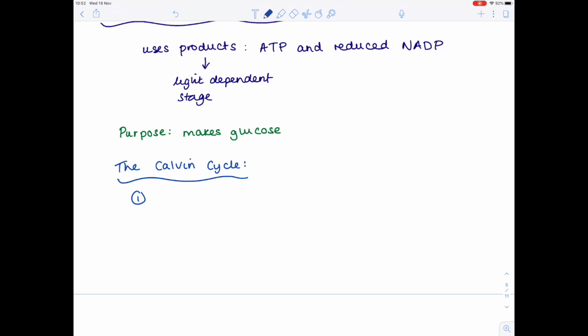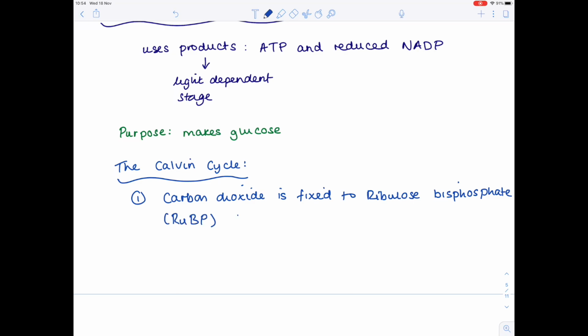So let's get into the nitty-gritty of the Calvin cycle, the light-independent stage of photosynthesis. Now the first step is the fixation of a molecule of carbon dioxide. And remember that carbon dioxide is one of the reactants on the left-hand side of the photosynthesis equation. Carbon dioxide is fixed to ribulose bisphosphate, which you may have seen written as RuBP. Notice that this process may also be known as decarboxylation. It means the same thing as the carbon dioxide fixation. Crucially, this is carried out by an enzyme called rubisco.